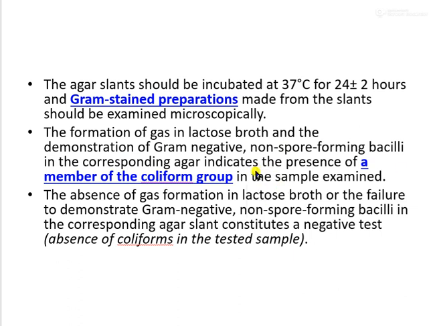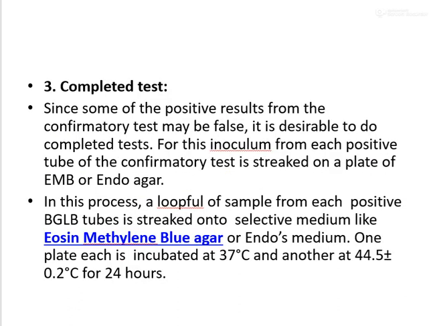So on the agar, you can check whether they are showing the same characteristics. And the absence of gas formation in lactose broth, or the failure of demonstrating Gram-negative non-spore forming bacilli in the agar will show that it is not an indicator. It is not a coliform, but it is something else which was producing the acid and the gas.